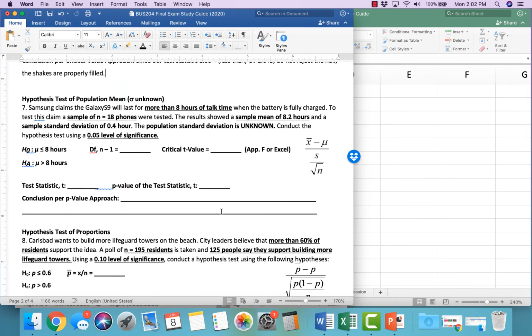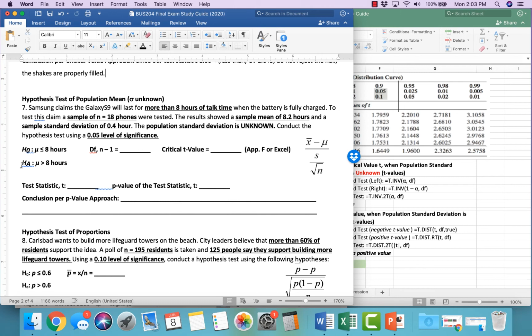Let's look at problem number 7. This is a hypothesis test of a population mean when we don't know the population standard deviation. So Samsung claims the Galaxy S9 will last for more than 8 hours of talk time when the battery is fully charged. To test this claim, a sample of n equals 18 phones were tested. The results showed a sample mean of 8.2 hours and a sample standard deviation of 0.4 hour. The population standard deviation is unknown. Conduct the hypothesis test using a 0.05 level of significance.